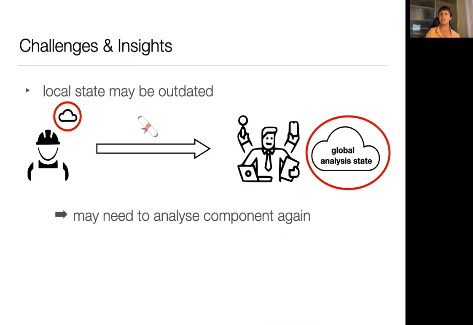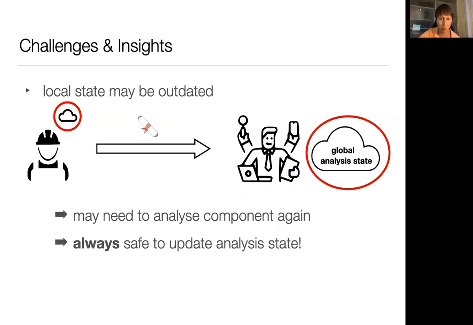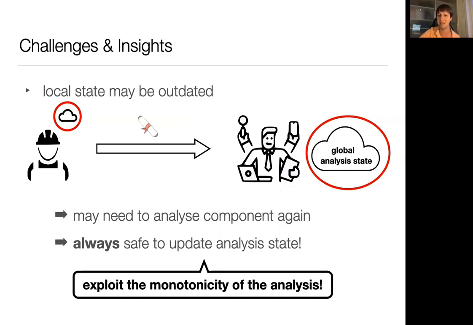Well, if the coordinator determines that the recent updates to the global analysis state do indeed impact the analysis result that was just sent here, it will ensure that the component is again scheduled for analysis to take into account the updated analysis state. However, even in this case, the coordinator can use the computed results to update the analysis state. The key insight here is that updating the analysis state with previously computed results is always safe due to the monotonicity of the analysis. Now, why does this matter? Well, it matters because the sooner we can update the analysis state, the faster that analysis state will converge, and the faster the analysis state converges, the faster the analysis also terminates.